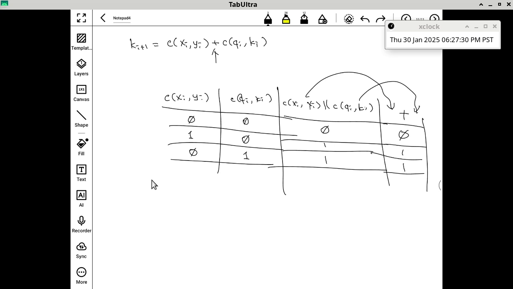Okay, so just to do the carry, you need two ANDs: one AND for the xi yi, one AND for the qi ki, and then an OR to combine the results of the ANDs into the k of the next column. Yep.